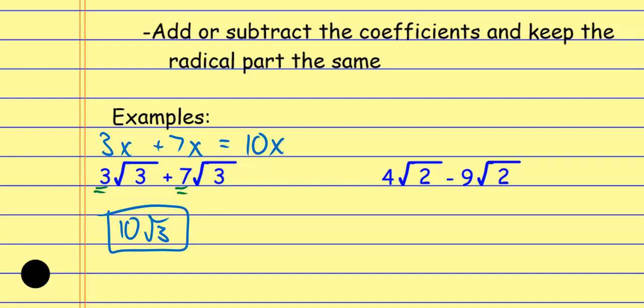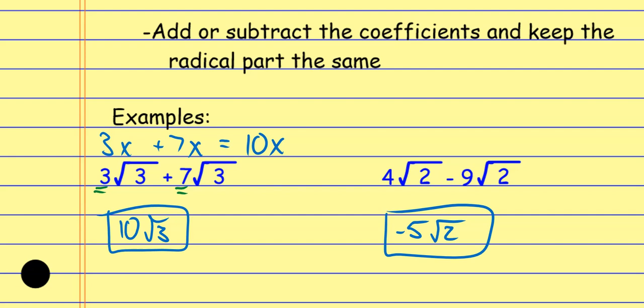Same thing here, if I look at these, I've got 4 root 2 minus 9 root 2. So I have a square root of 2 in one, I have the square root of 2 in the other. Those are like radical terms because the radical part is identical. So now I subtract. 4 minus 9 is a negative 5. And the radical part stays the same, square root of 2. So the like radical terms tell me I can add them together or subtract them. I do the operation with the numbers out front. The radical part stays the same.